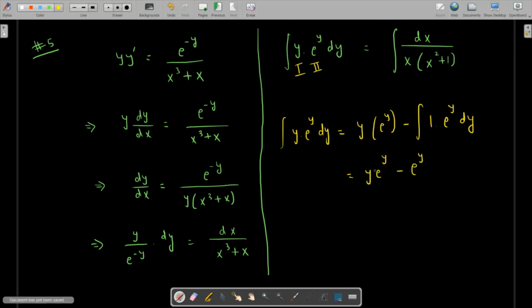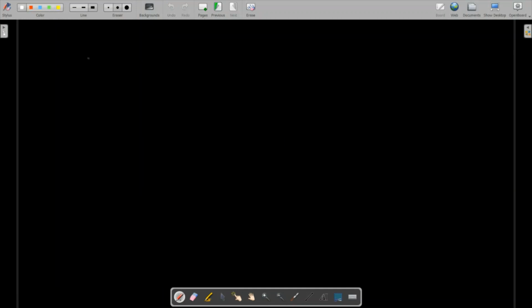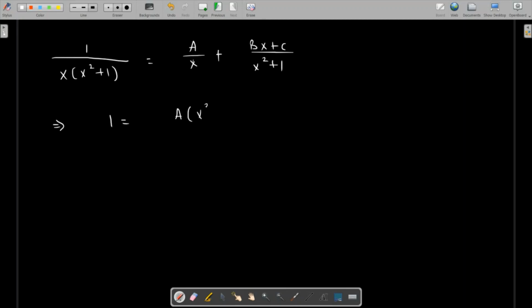Now we're going to do the partial fractions. So let me add another page and do the partial fraction over here. So 1 over x times x squared plus 1, we are going to write as a over x plus bx plus c over x squared plus 1. So it's going to look like 1 is equal to a times x squared plus 1 plus bx plus c times x. So I've just simplified both the expressions.